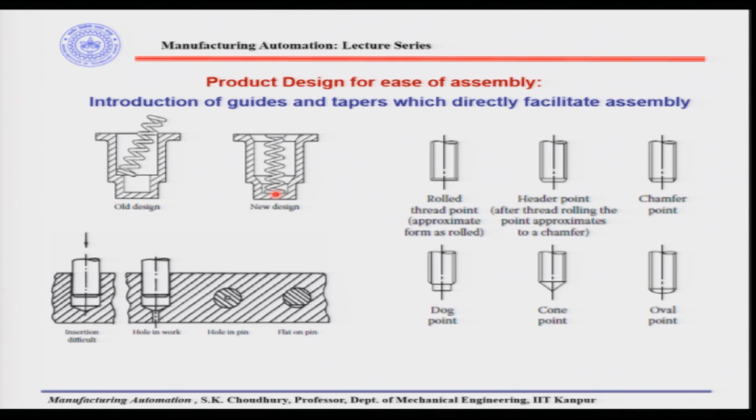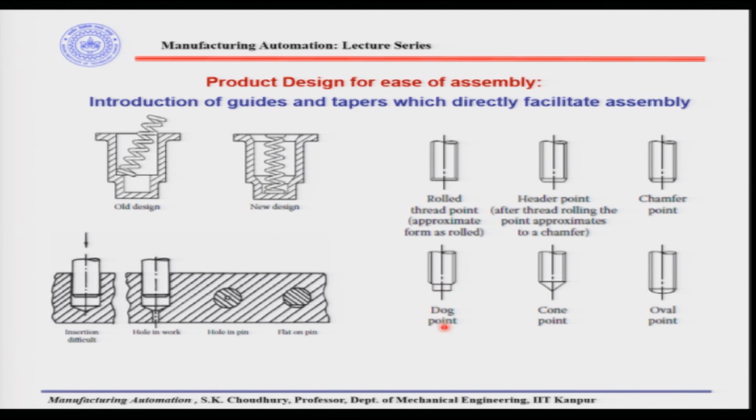There are different kinds of threaded points. For example, here there is a rolled thread point, which can be obtained from cold rolling, all right. This is the headed point, and here we have a chamfer. The difference is that this one is cold rolled and this one has a chamfer, all right. Now, this also has a chamfer.